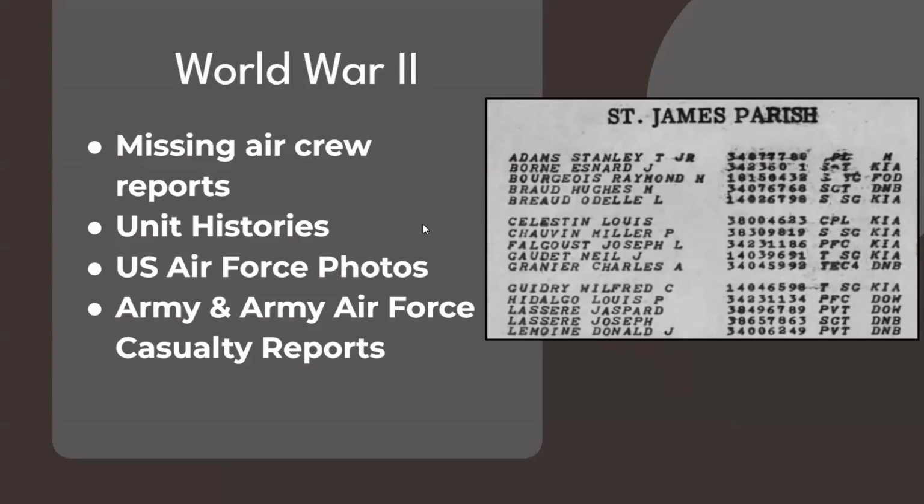And the unit histories, they offer a lot of really juicy details about what people are doing, right? Even if you're not finding your direct ancestor, if you know that they're in that unit, that's giving you part of their story. And I just enjoy the US Air Force photos, which I'll show you some in a minute. And then we have the Army and Army Air Force casualty reports. And this is an example of one of those. A section of a page for St. James Parish in Louisiana. So we got their names, their service numbers, their rank and rating, and also their status. So killed in action, that type of thing.